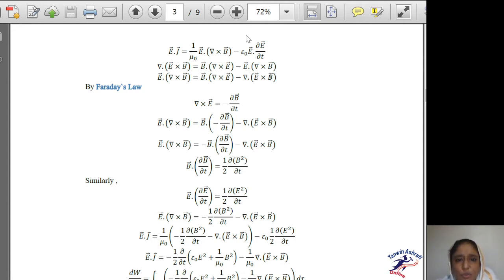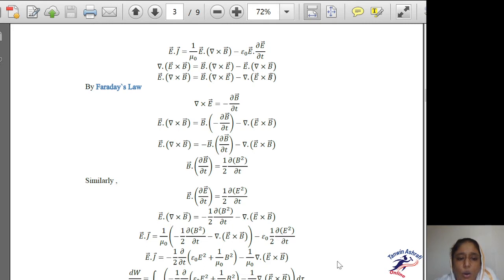And in the same equation, in E dot J, we have epsilon naught E dot del by del t of E. Therefore, this is also a partial derivative. That means E dot del E by del t is equal to 1 by 2 del by del t of E square. For the time being, let's substitute half del by del t of B square for E dot del cross B. Therefore, E dot del cross B is equal to minus half del by del t of B square minus del dot E cross B.